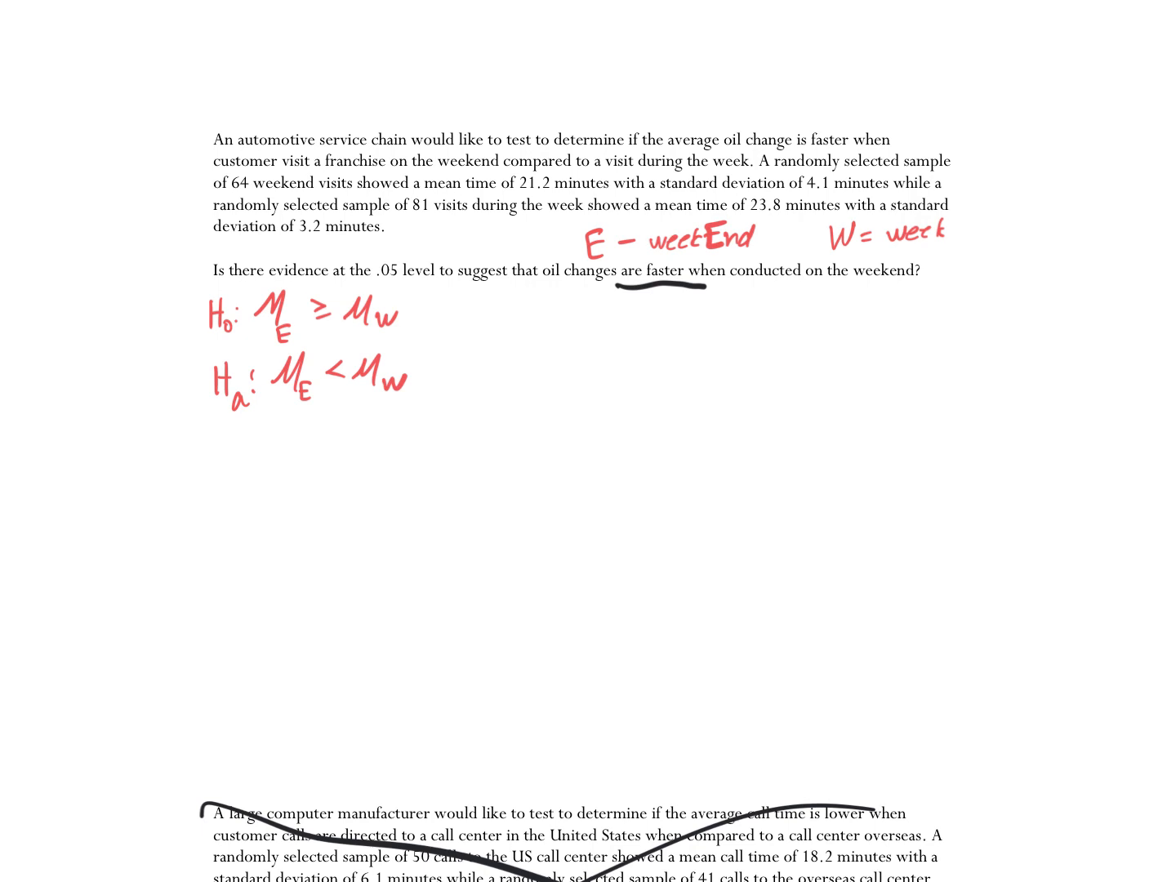After we're done, can you explain how you did the hypotheses? Because I know it's a little different. The question is, are they faster? If something is faster, it takes less time. So the mu here is the time it takes. Oh, okay.